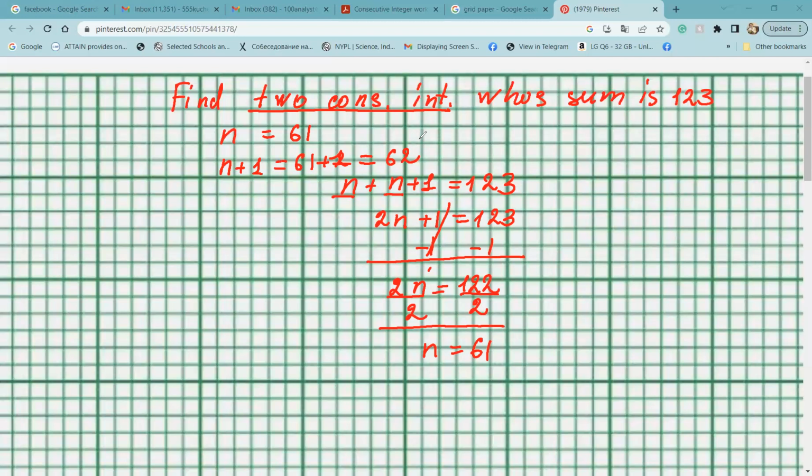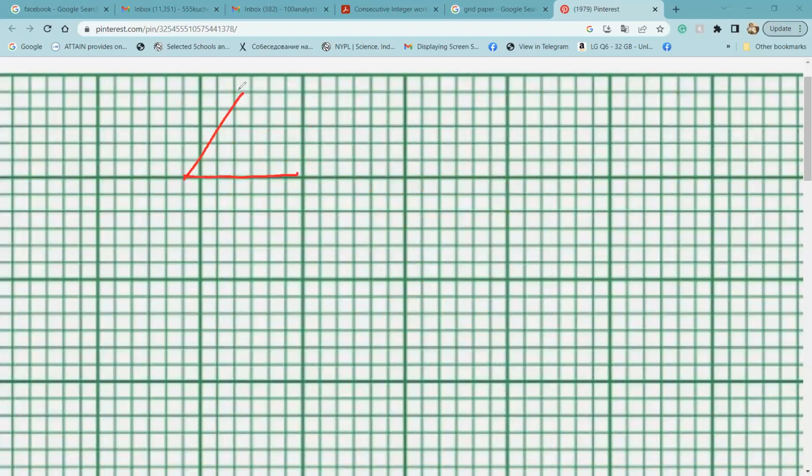So let's draw a triangle. The lengths of the sides of the triangle are consecutive odd integers. So we know these are odd integers. And we know the perimeter of this triangle equals 45. Let's assume 45 centimeters. What is a perimeter? Perimeter is the length around the shape. So if I add up all sides together, I get the perimeter.